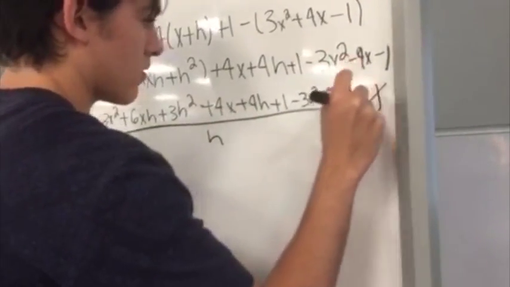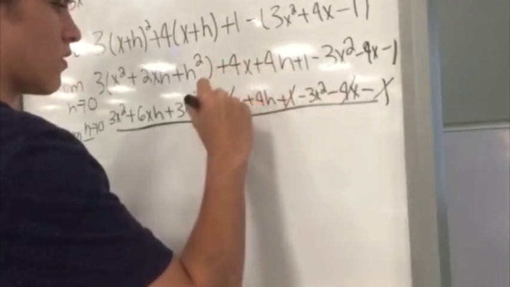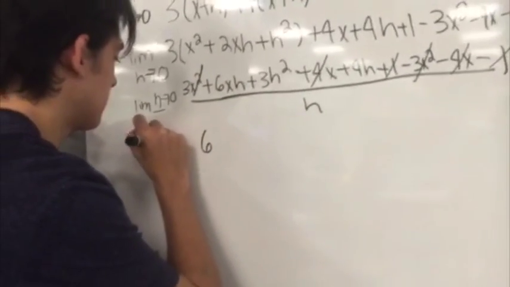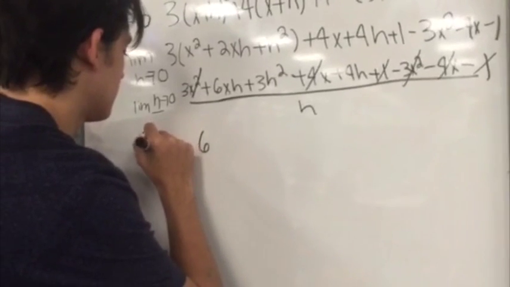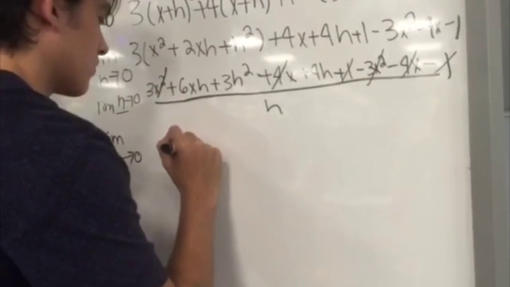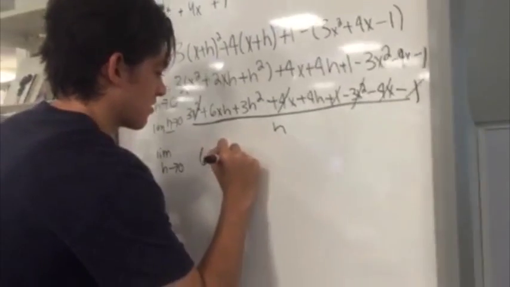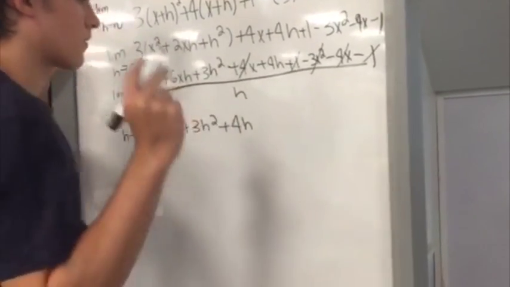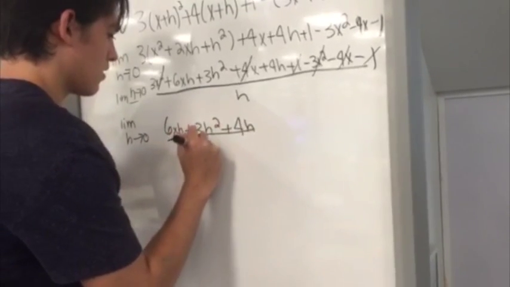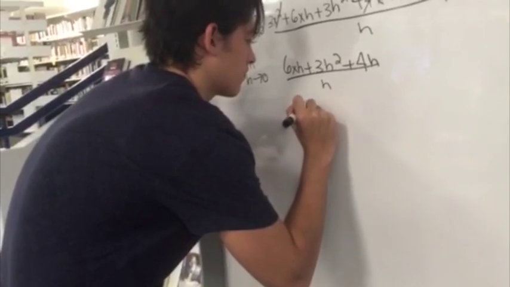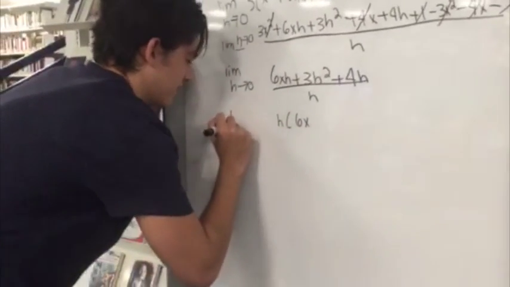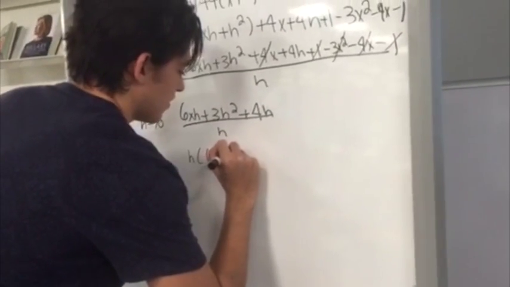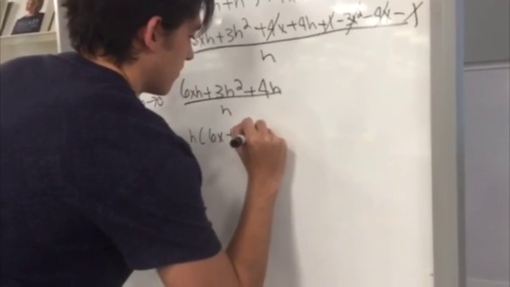And divide everything by h. And then cancel the like terms. Take out the greatest common factor, which in this case is h, so you can cancel with the denominator. And this way you won't have any h's on the bottom of the equation.